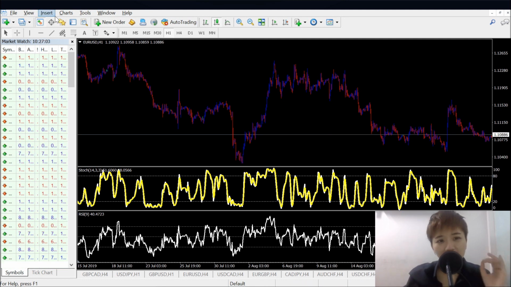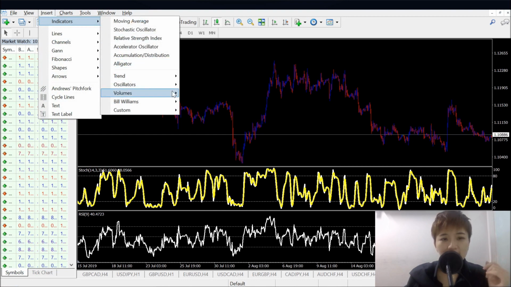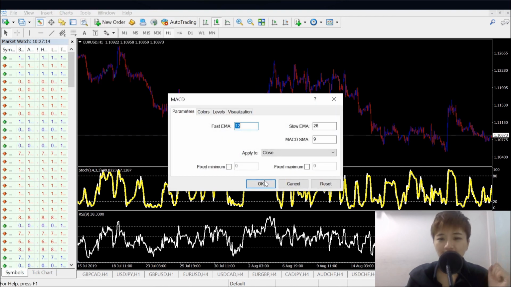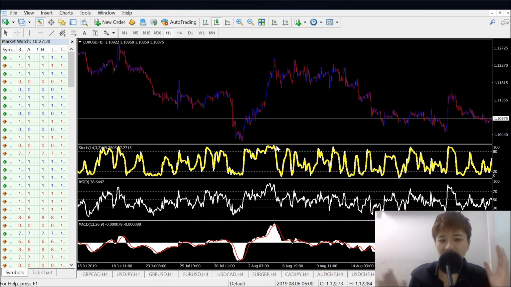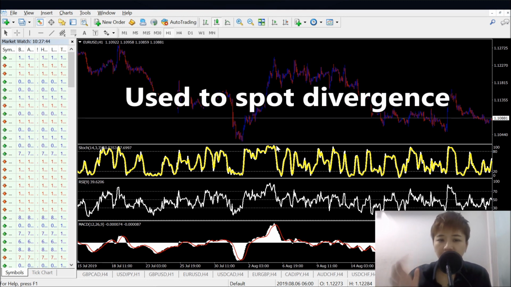Now another very common momentum indicator is your MACD. Now, MACD, I'll say, is a bit different. You have your signal line, you have your MACD line, you have your histogram. It's going to take a little bit more time for you to learn, but basically the principle is the same. It measures momentum. And for stochastics, RSI and MACD, you can use them to spot divergence. What do I mean by that? Let me give you a good example.